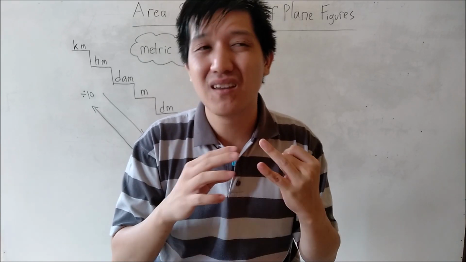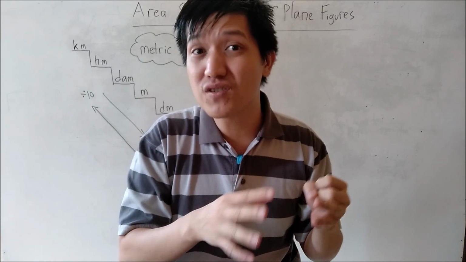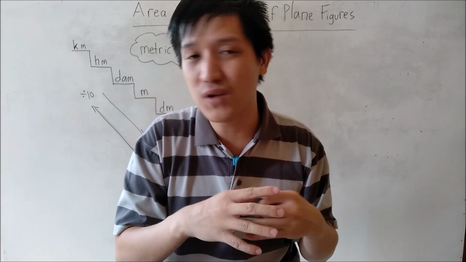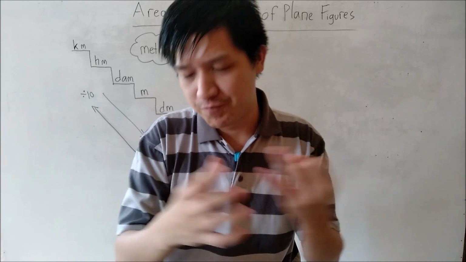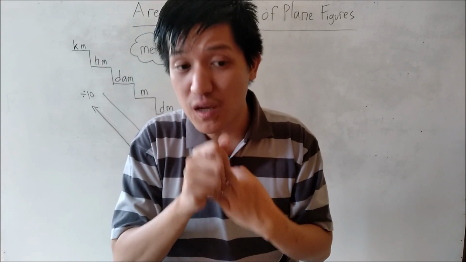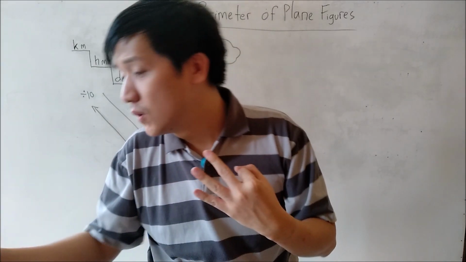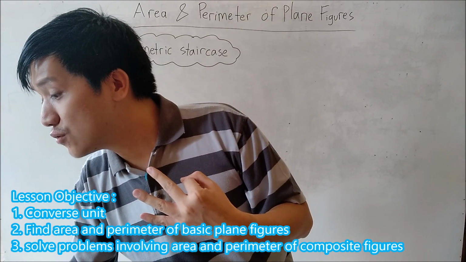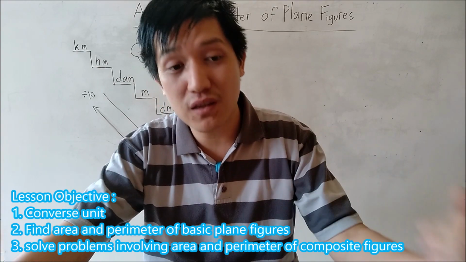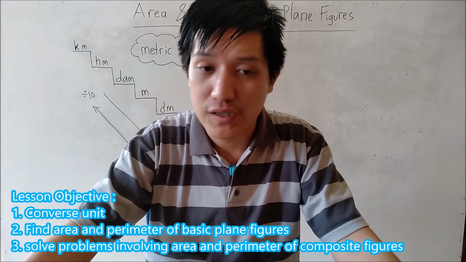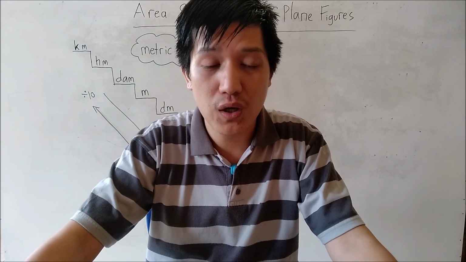I might add a kite and rhombus at the end as well, just so that we can cover all the possible figures. And then the last one, you should be able to solve problems involving area and perimeter of composite figures. So without further ado, let's get into it.